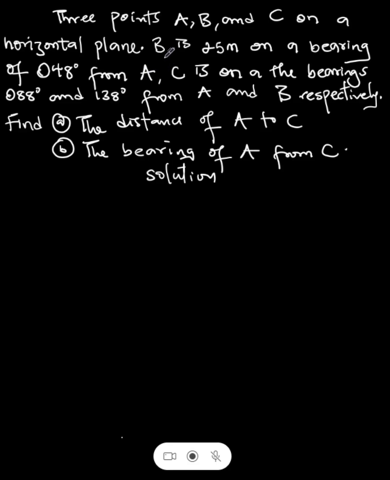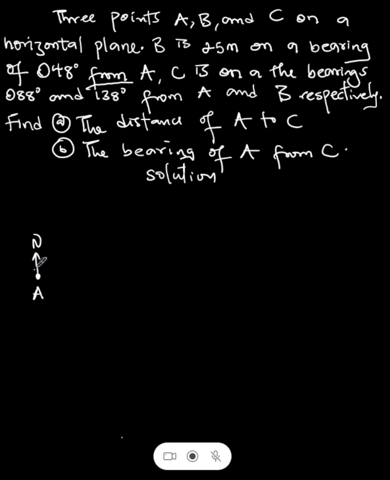We're told that B is 25 meters on a bearing of 48 degrees from A. You see, this "from" is very important, which determines the starting point. So it means B started from A towards B. So if this is our point A, right? Obviously, this is a true bearing from. Now, B is 48 degrees from A.